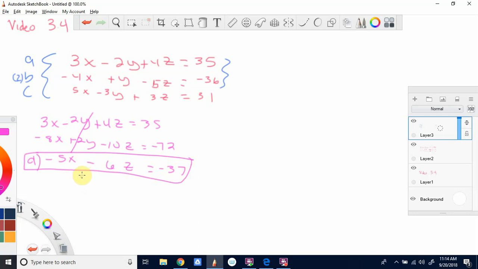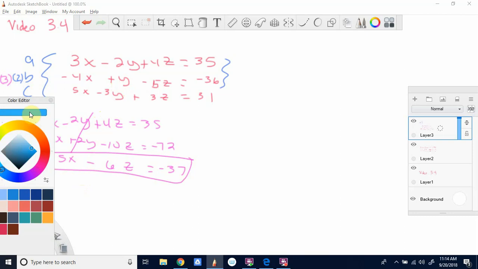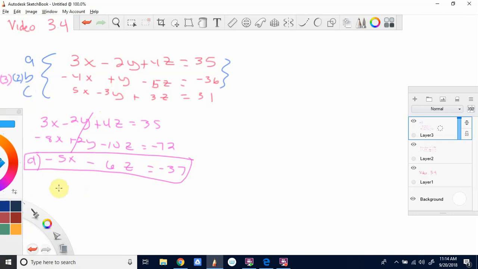All right. Then I'm going to take the next 2 equations and multiply b again by 3. So I'm going to do equations b and c. Let's use a different color. So we're going to get -12x plus 3y minus 15z equals -108.